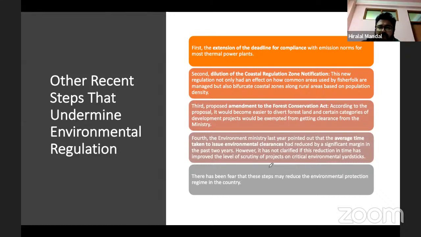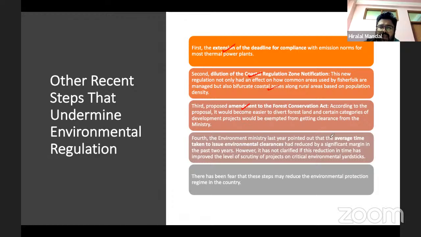All right. So already there are some recent steps taken which are undermining the environmental regulation. For example, extension of the deadline for compliance with the emission norms. There is a dilution of the coastal regulatory zone. All right. So that is also something which is going to affect the coastal zones, and in fact the biodiversity in the coastal areas will get affected due to this. There is also a proposed amendment to the Forest Conservation Act.